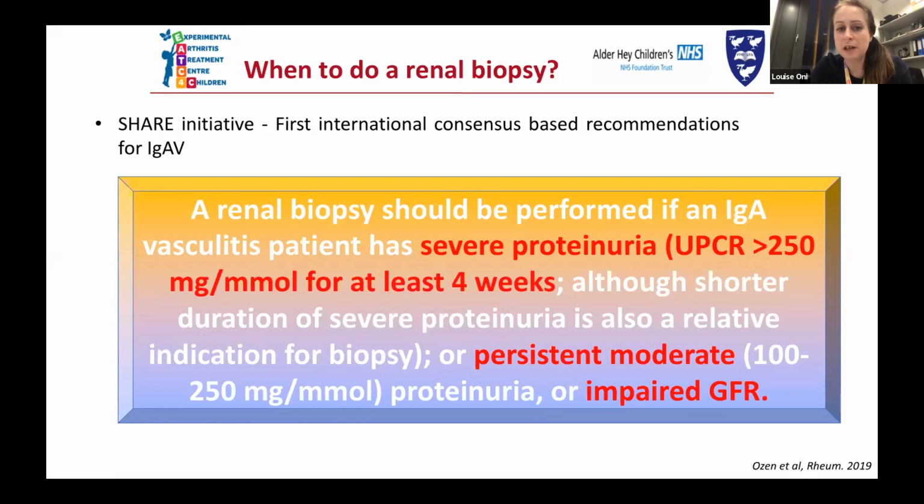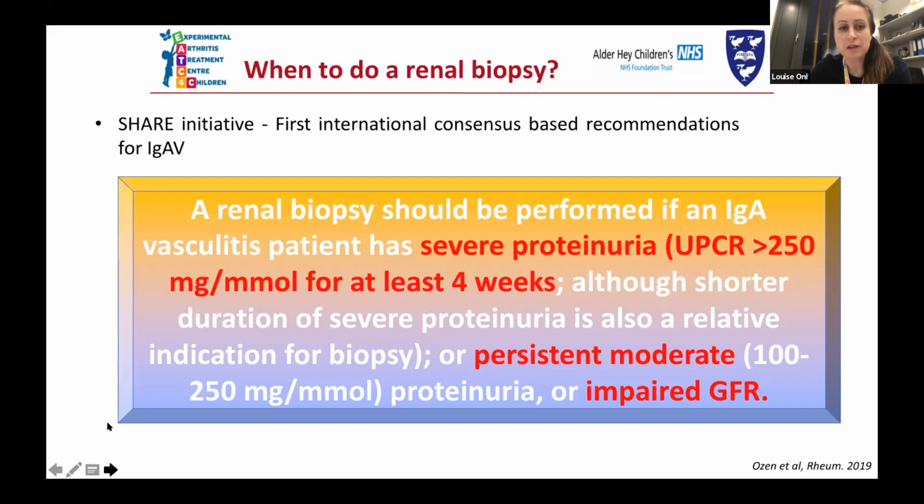And they concluded that a biopsy should be done if a patient has severe proteinuria, defined as a urine protein to creatinine ratio of greater than 250 milligrams per millimole for at least 4 weeks. Although a shorter duration of severe proteinuria could also be a relative indication for a biopsy, or if a patient had persistent moderate proteinuria with a urine protein to creatinine ratio of 100 to 250 milligrams per millimole, or if they had impaired GFR at any point.